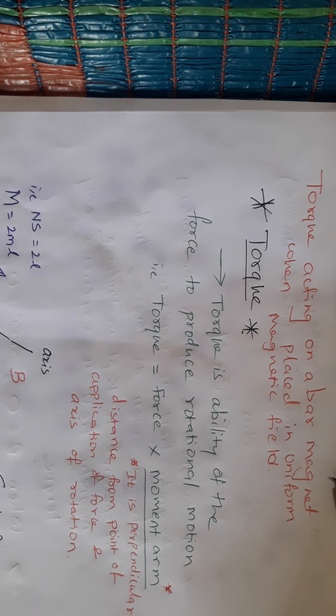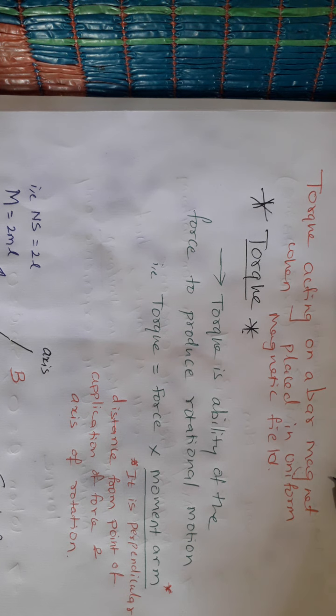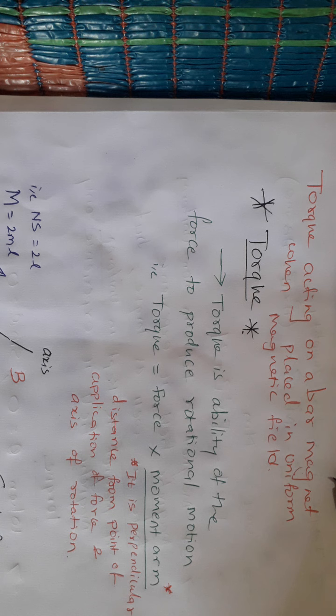Hello students. Today we are going to understand what happens when a bar magnet is placed in a uniform magnetic field, and what the behavior of the magnetic substances iron, cobalt, nickel, gadolinium, dysprosium is. These are some elements. What is the behavior of these elements when we place them in a magnetic field? So to start with, let us start the first derivation.